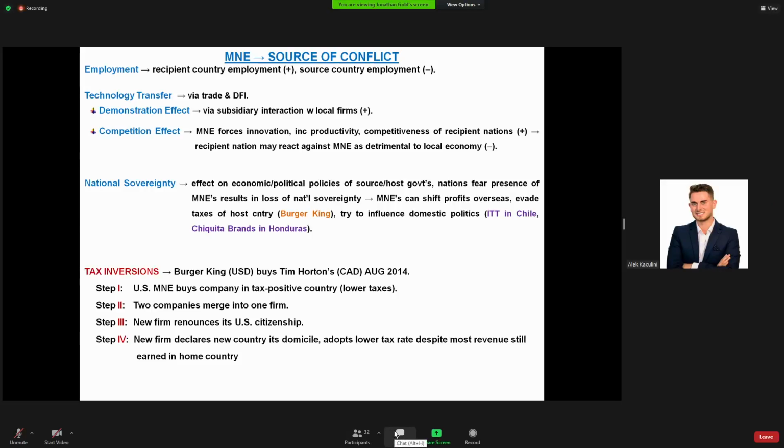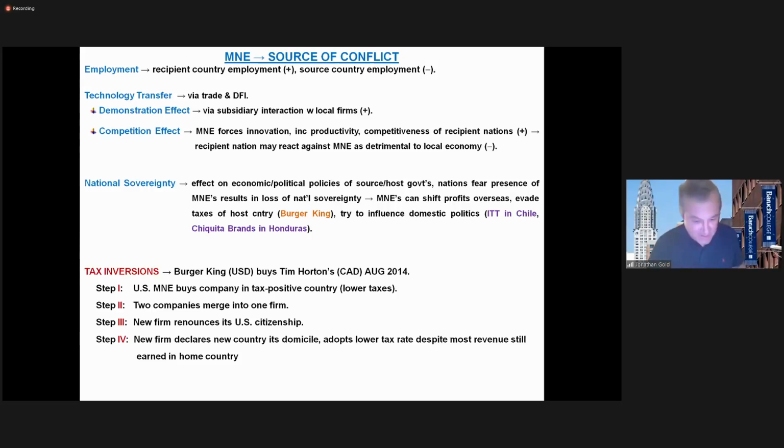Tax avoidance. It is called tax avoidance. It has another name, though, which is earnings stripping. You're stripping your earnings out of the country of origin. That's what it's called, earnings stripping. It's a type of tax avoidance. Very good. Thank you, Alec.